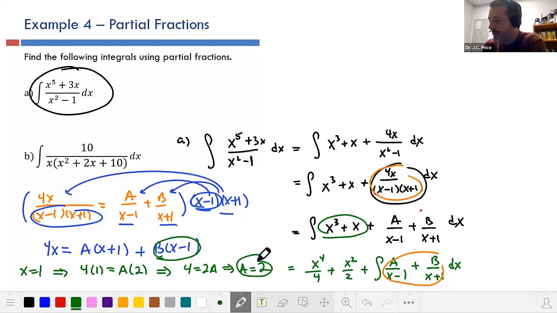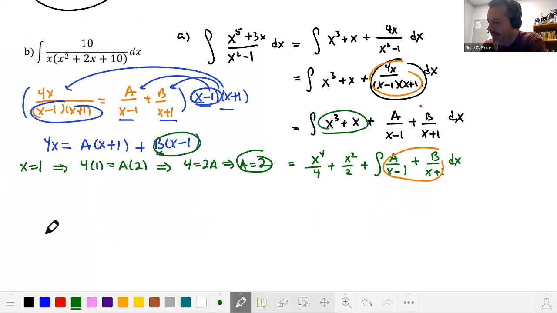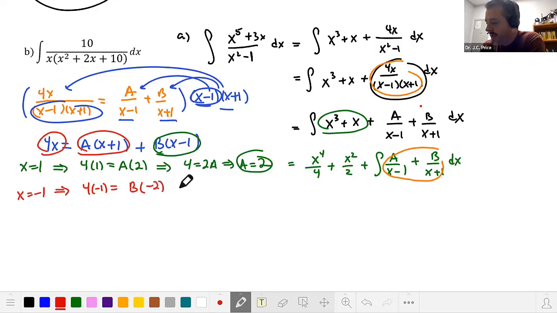And then to figure out my B, I'll do the same thing, but I'll plug in x equal to negative 1. So if x equals negative 1, what's going to happen? I just plug in here. So I have 4 times negative 1 equal to, this is going to go away because when you plug in negative 1 and add 1, it's going to be 0. And over here I have B times negative 1 minus 1, which is negative 2. And so this is going to tell me my B is equal to negative 4 divided by negative 2, so that's a positive 2. So A is 2 and B is 2.